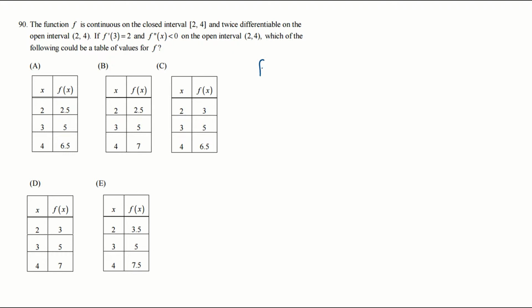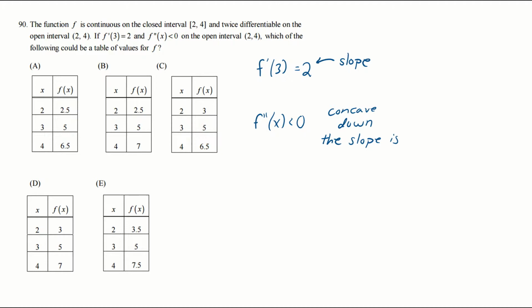Alright, so if f prime of 3 is equal to 2, that means the slope at 3 is 2. If we have f double prime of x is less than 0, that means it's concave down. And what does concave down also mean? That means the slope is decreasing. So it can still be a positive slope, but the slope is slowing down. In fact, that's the thing we want to focus on first, the fact that the slope is decreasing.